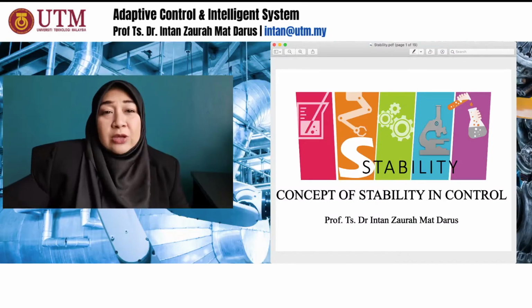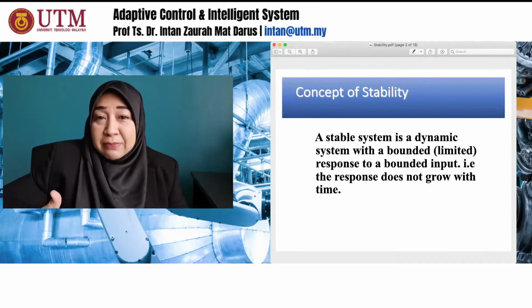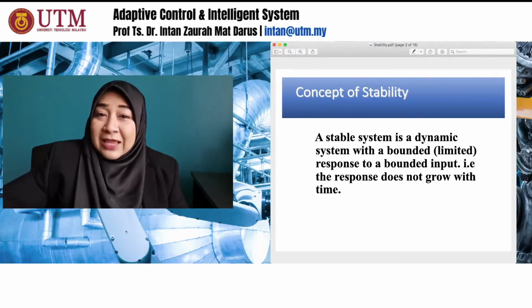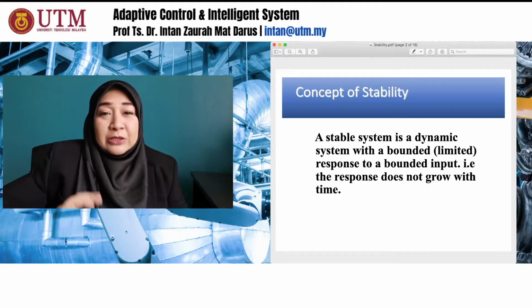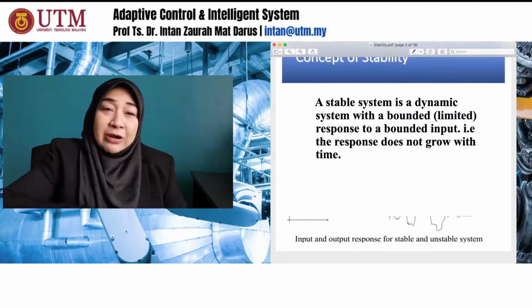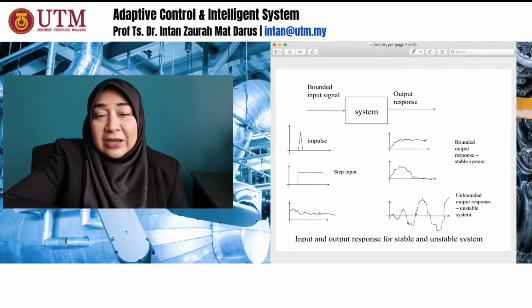Let's talk about the concept of stability in control system. A system with a dynamically bounded input: if an input applied to a system is a bounded input, then the system responds with a bounded response, then the system is said to be stable. So it means that if the response does not grow with time, then the system is definitely a stable system.